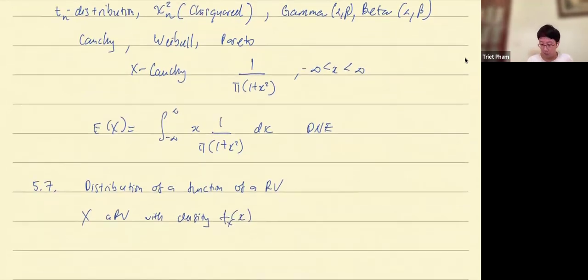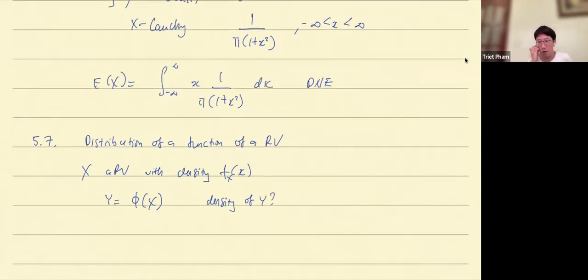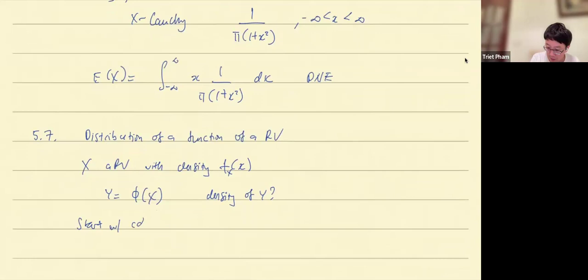You apply a function to it. And here the function in principle can be anything as long as it makes sense. Like you don't take the square root of a negative or divide by 0. And you want to find the density of the result. The answer here also has a thematic proceeding. You always start with the CDF.